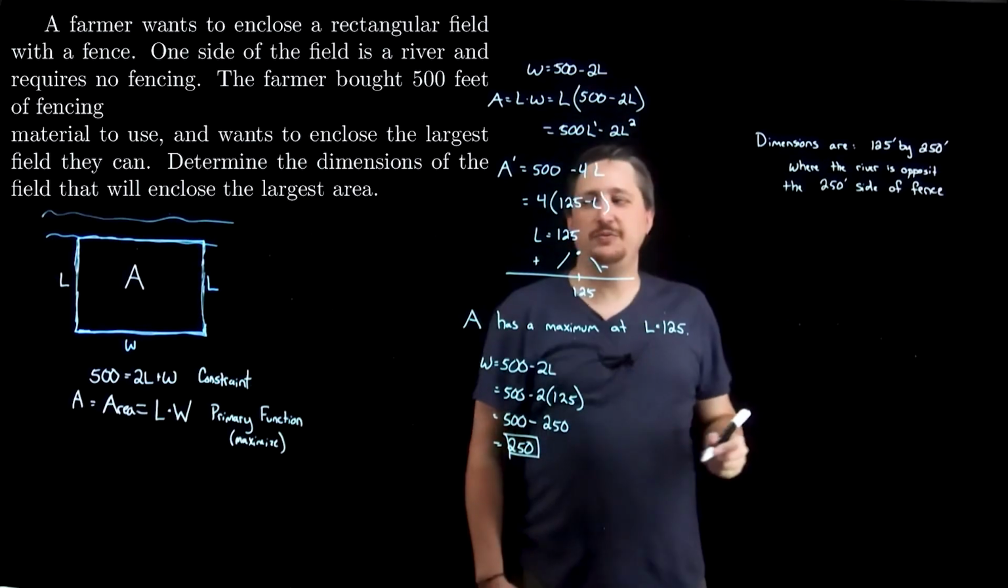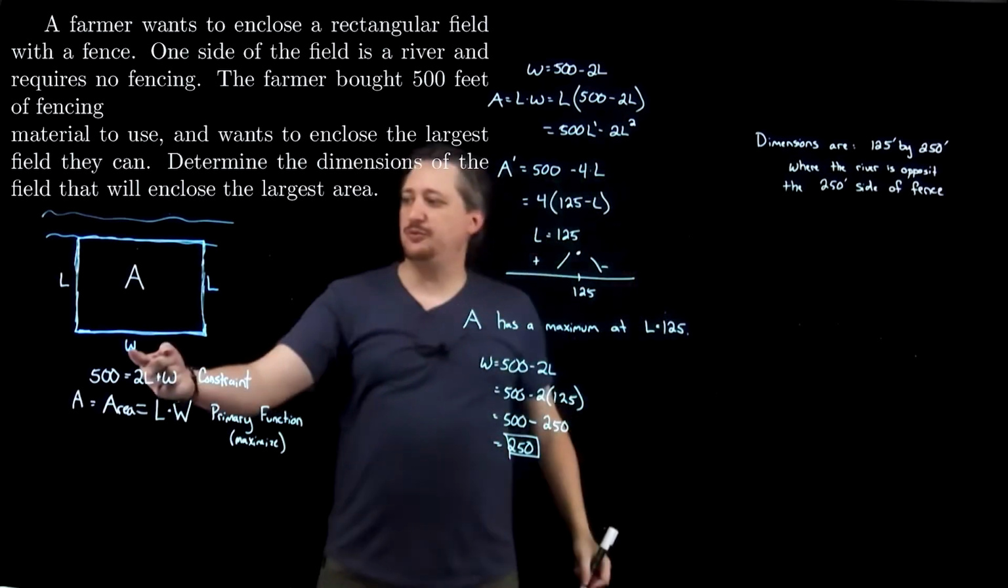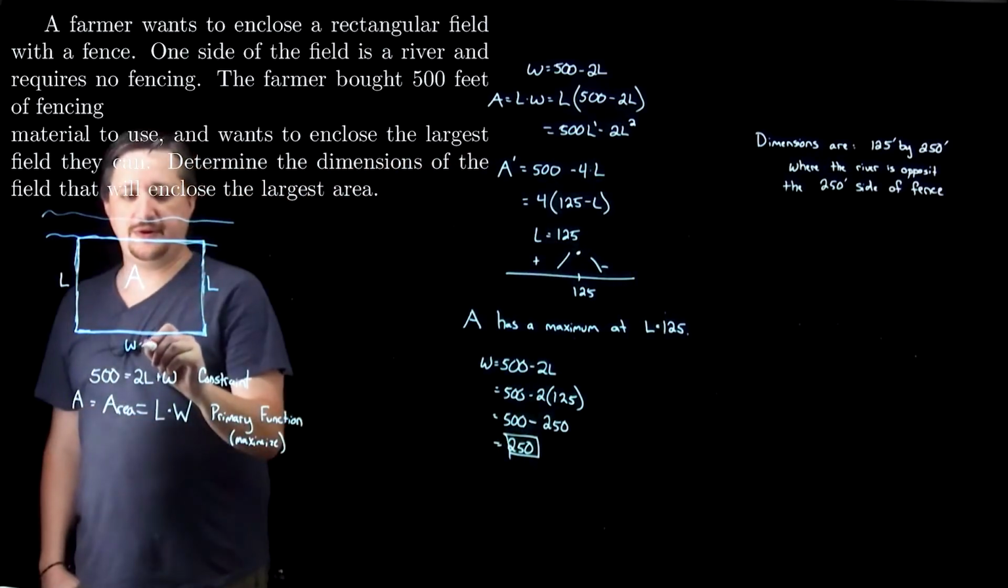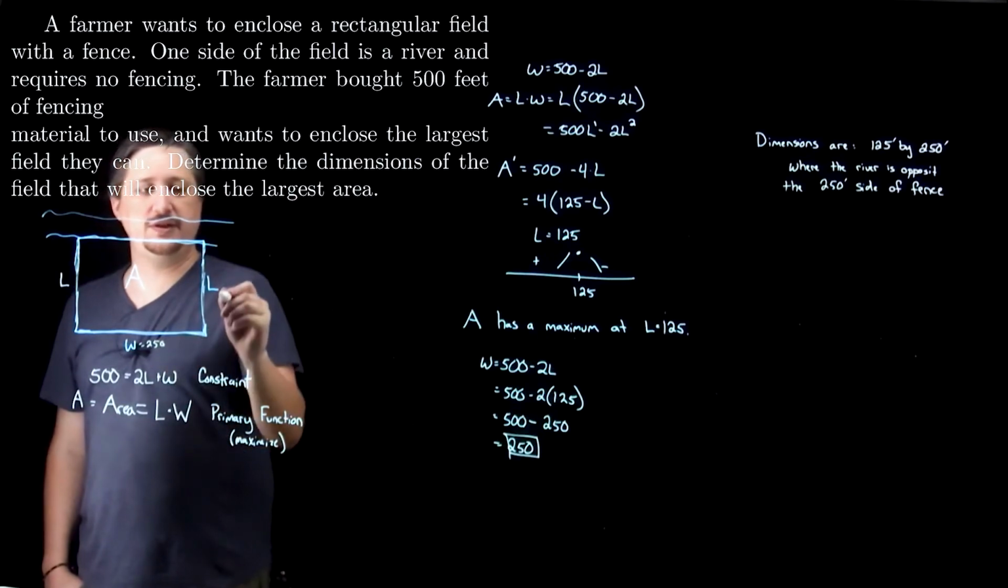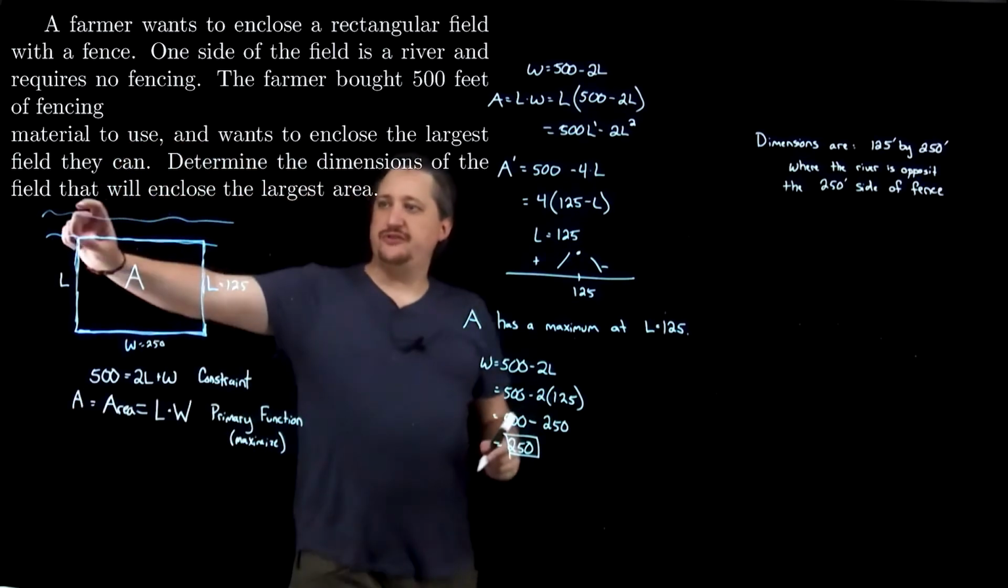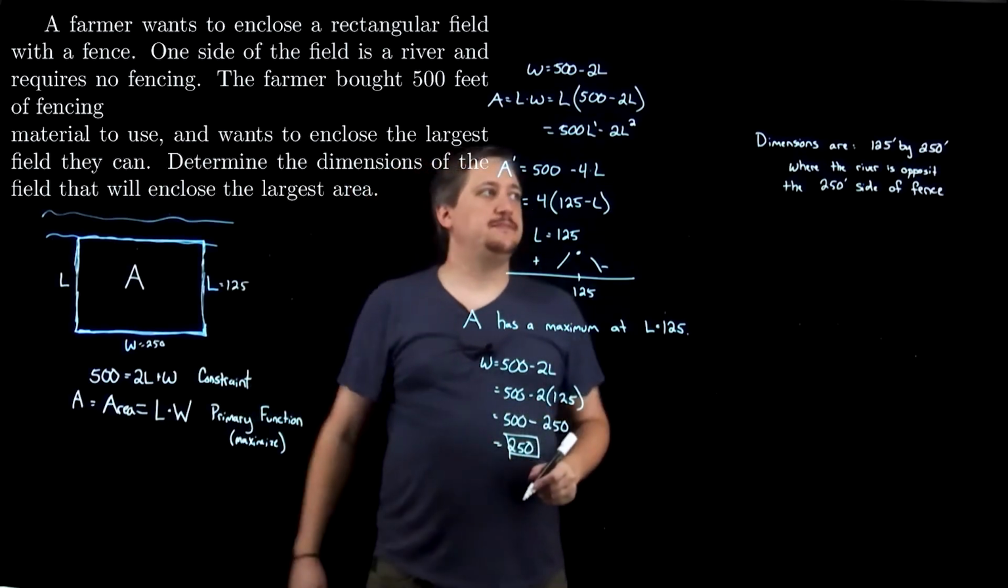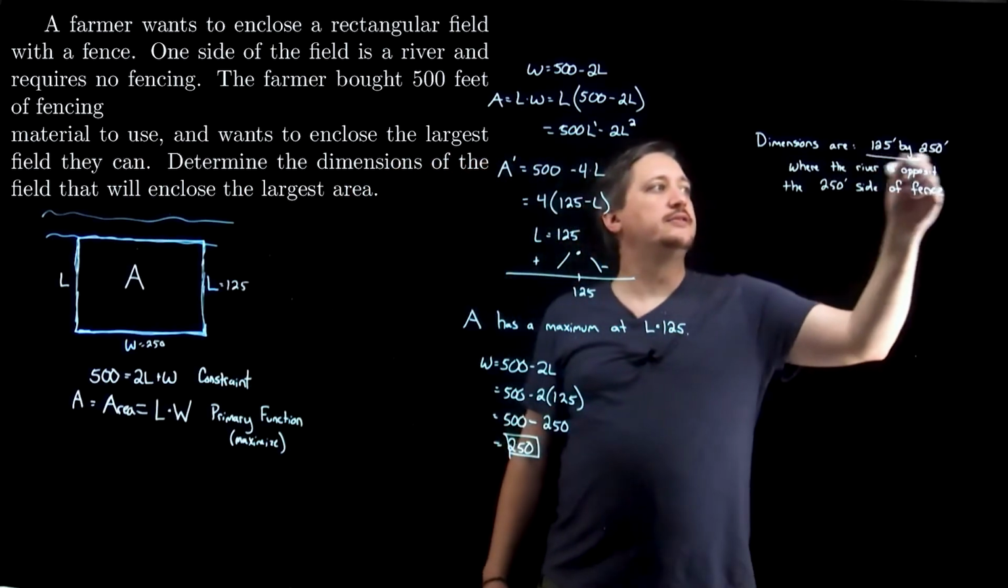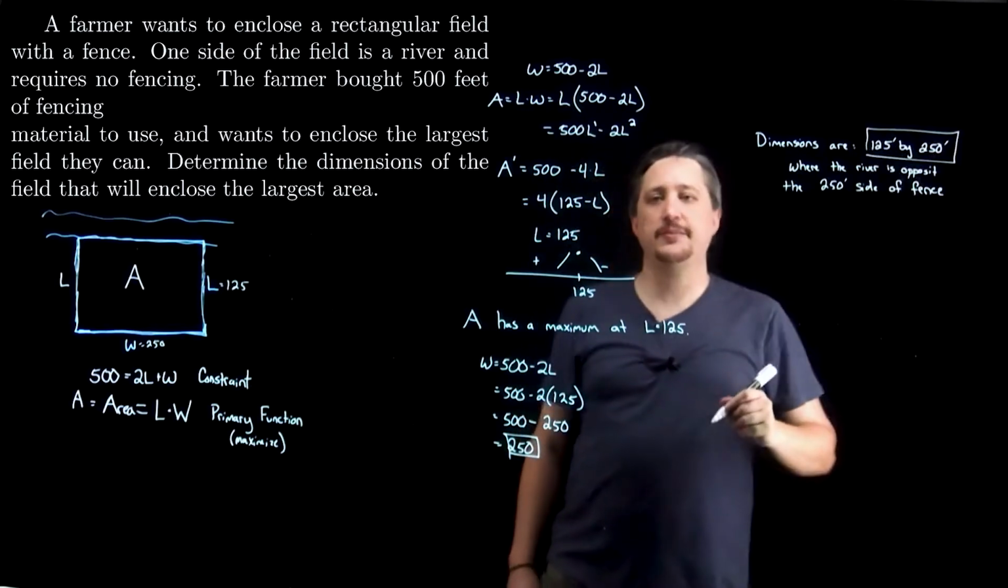Right, so to be clear, the W was 250, that's what we solved, this was 250, this is 125, and so the river is taking up the other side of the 250, right? So this is my answer, okay?